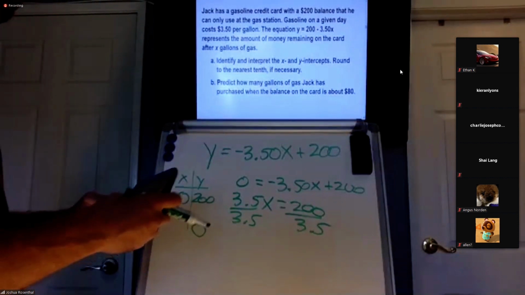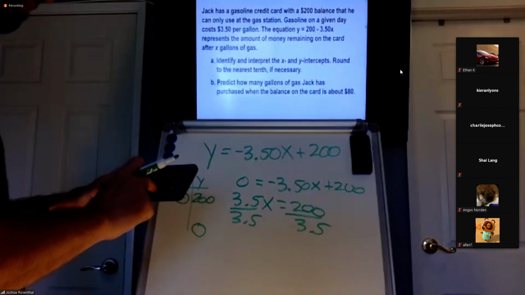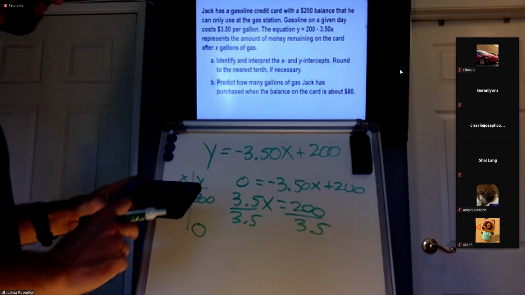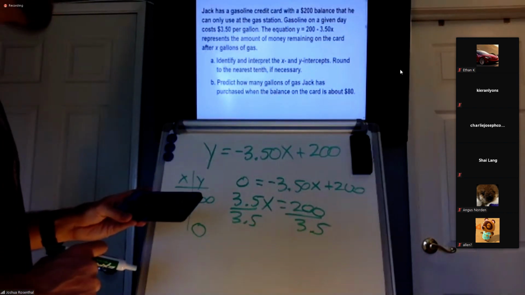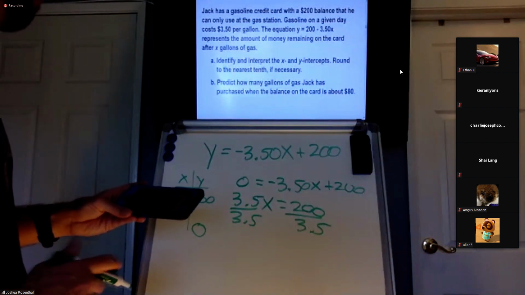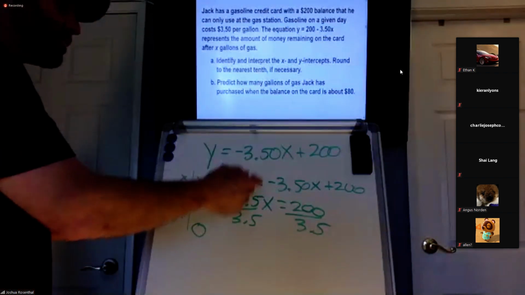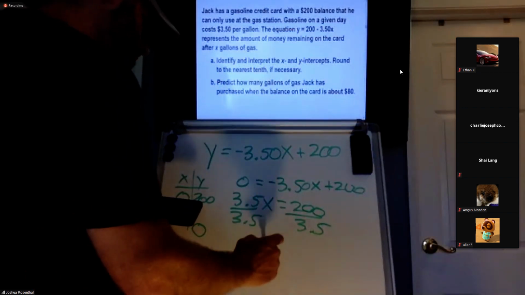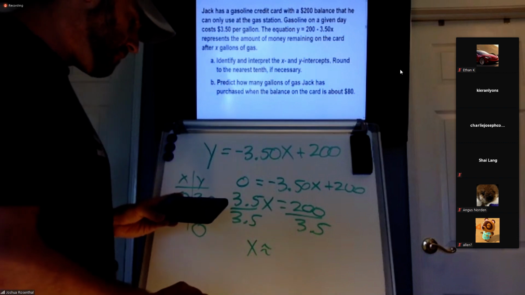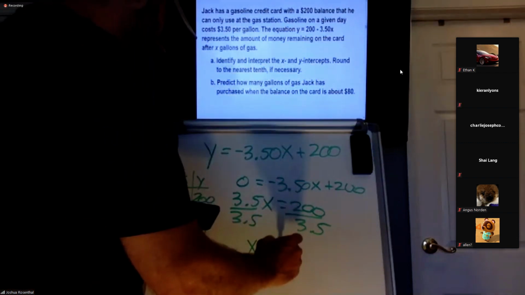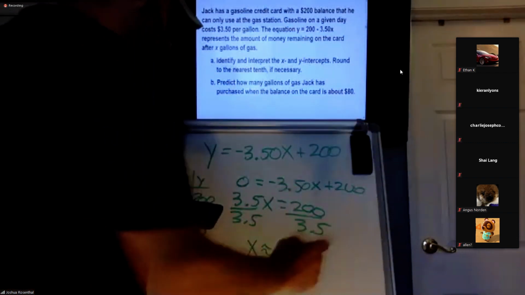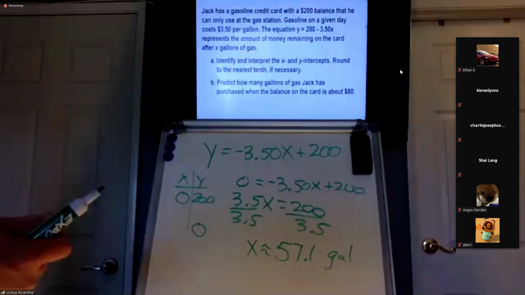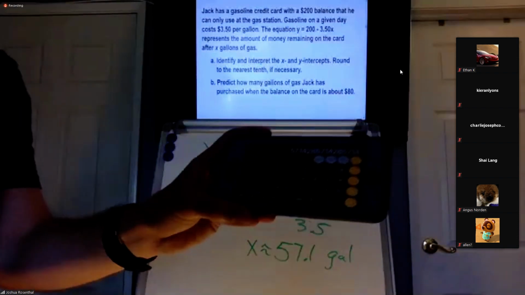Mr. Rosenthal? Yeah. If we did it on the test, not algebraically, just by dividing 200 by 3.50, is that okay? I need to see your work. I want you to do it algebraically. Yes. Do it algebraically. Okay. It's about 57.1 gallons. This is what I got on my calculator.